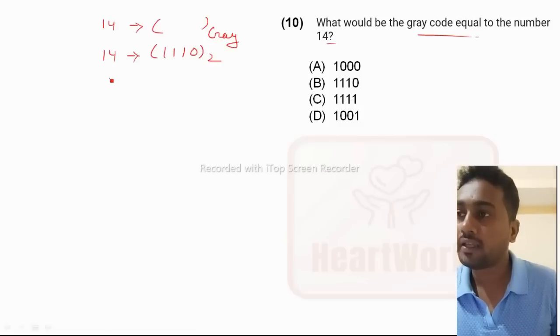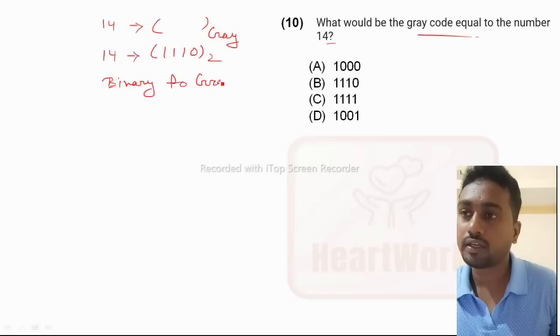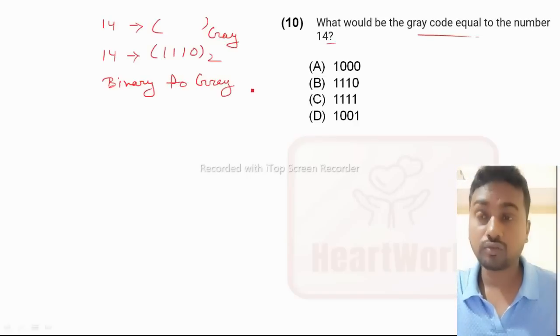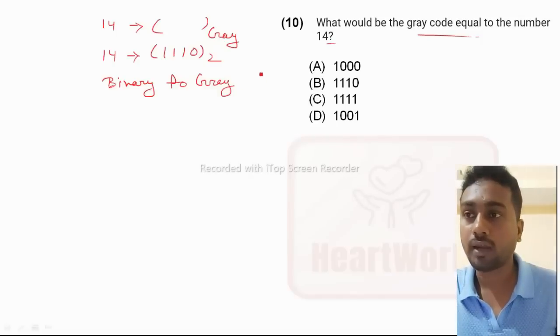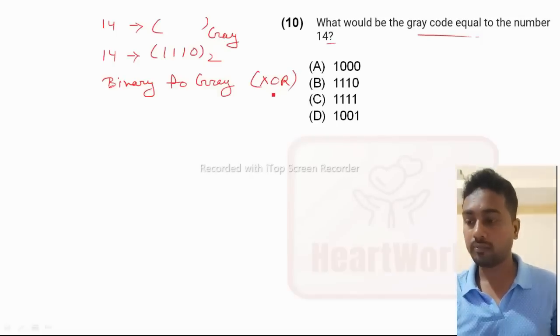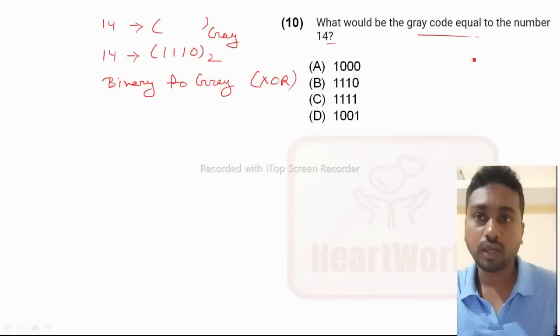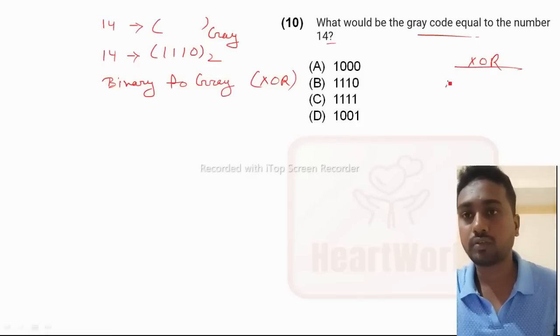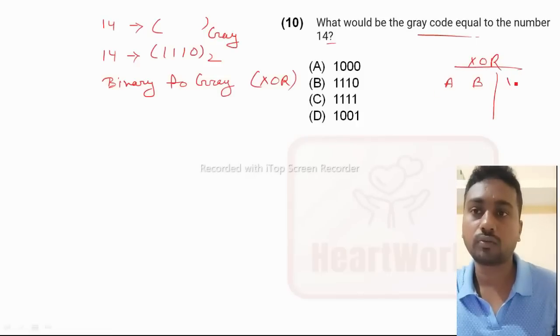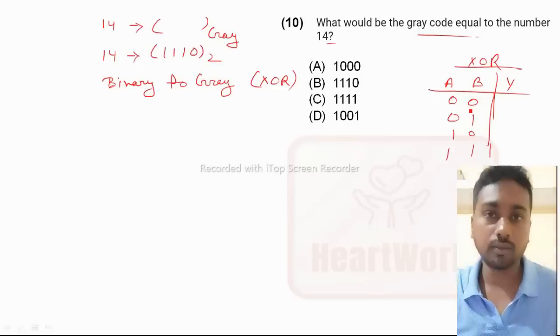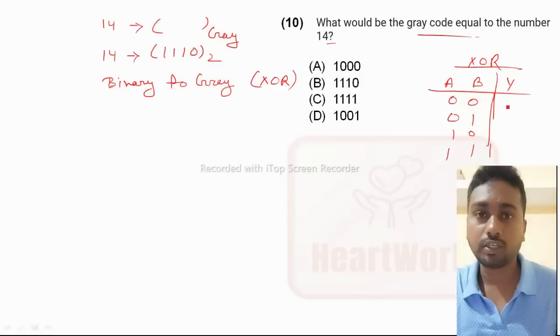Now for binary to gray conversion, or gray to binary, we have to use the XOR operation. So we have to know the XOR truth table. What is the truth table? This is A, B, the inputs, and this is the output. For 00, 01, 10 and 11, the truth table is like this. If the inputs are the same, the output will be 0. So 00 gives 0, 11 gives 0, and the others give 1. This is the truth table for the XOR gate.